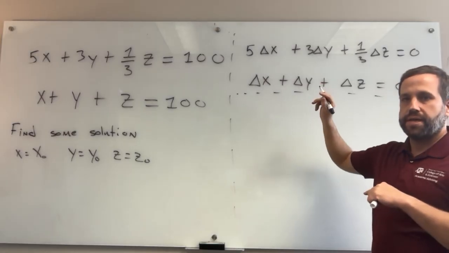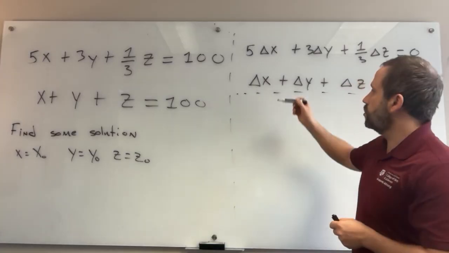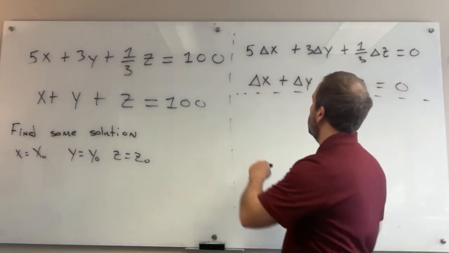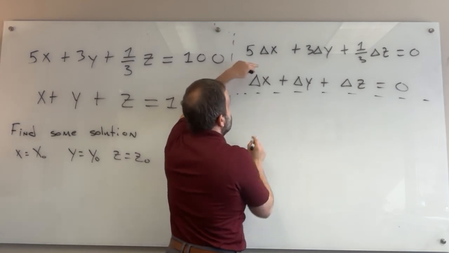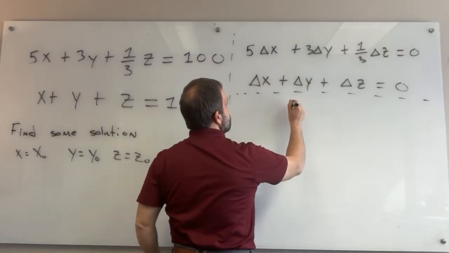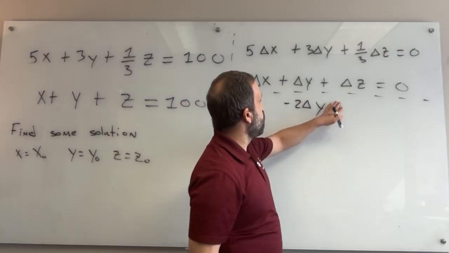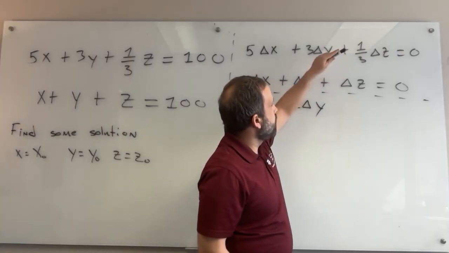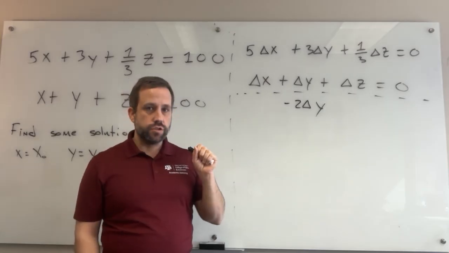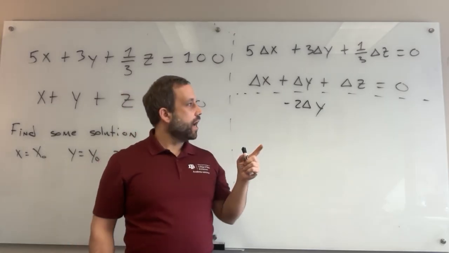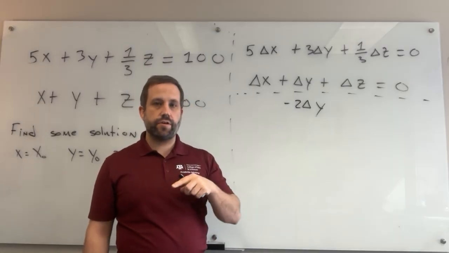I'm sort of going to do Gaussian elimination, but not maybe in the most systematic way here. I'm going to multiply this equation by 5 and subtract it from that one. So 5 delta x minus delta x is going to be 0 delta x. 3 delta y minus 5 delta y is going to be minus 2 delta y. And then 1/3 delta z minus 5 delta z is going to be 1/3 minus 5. So 5 is equal to 15/3, so it's 1/3 minus 15/3. That's going to be minus 14/3.